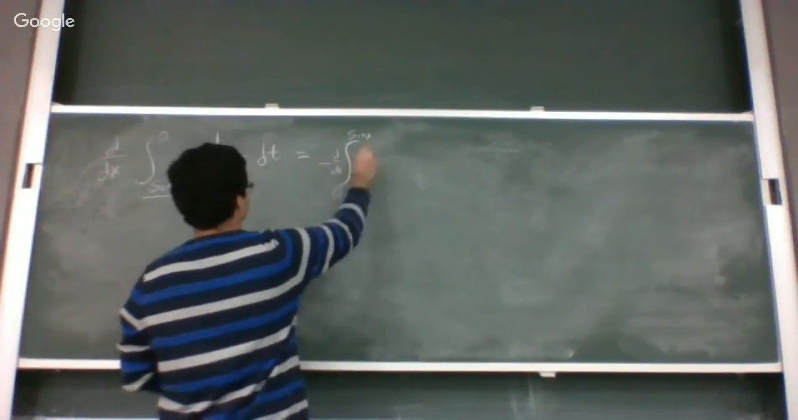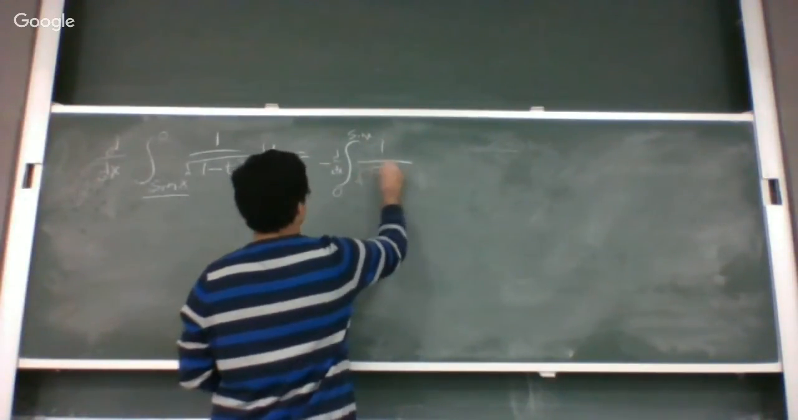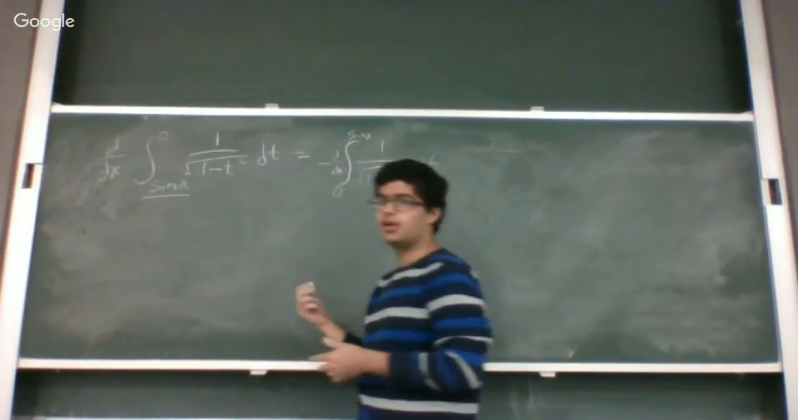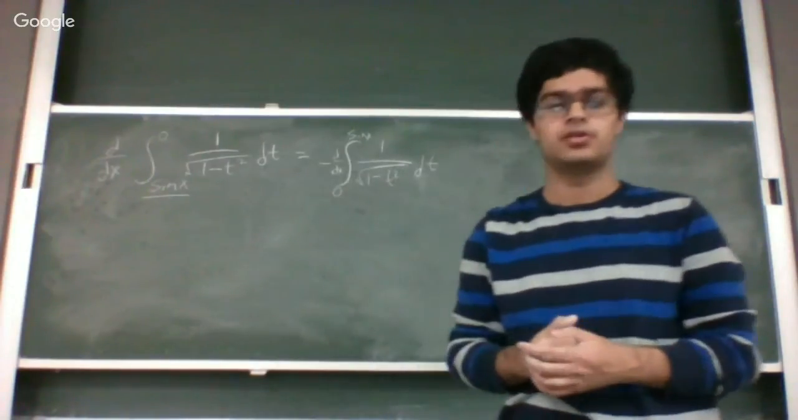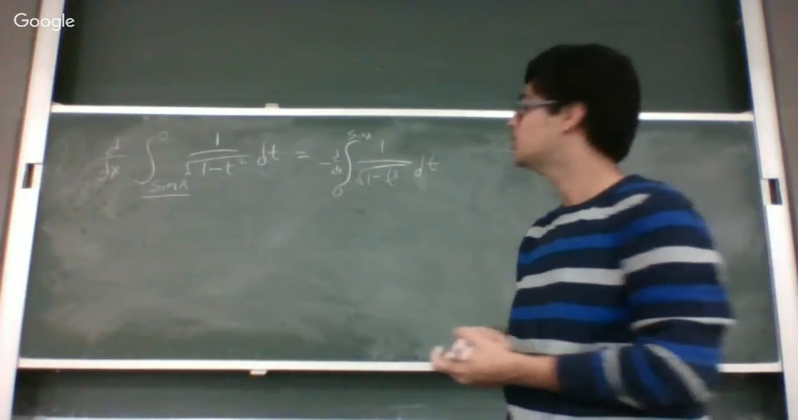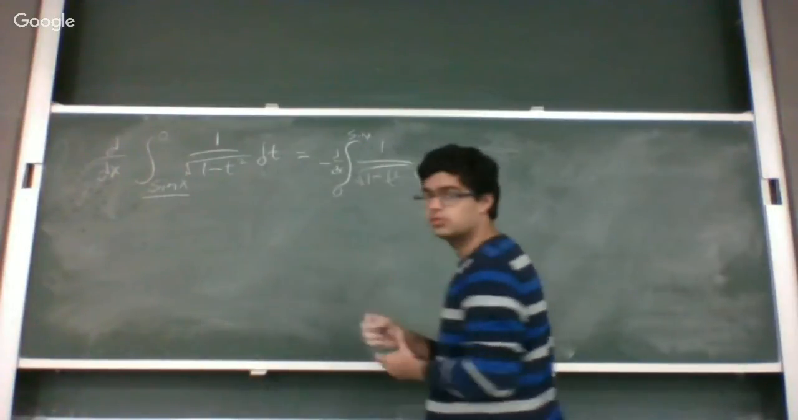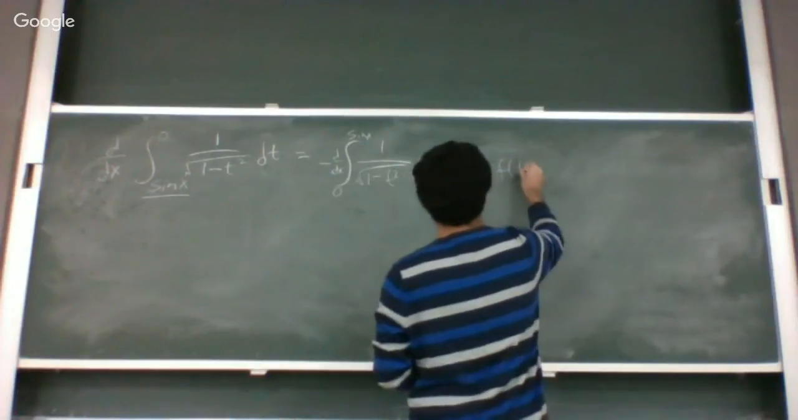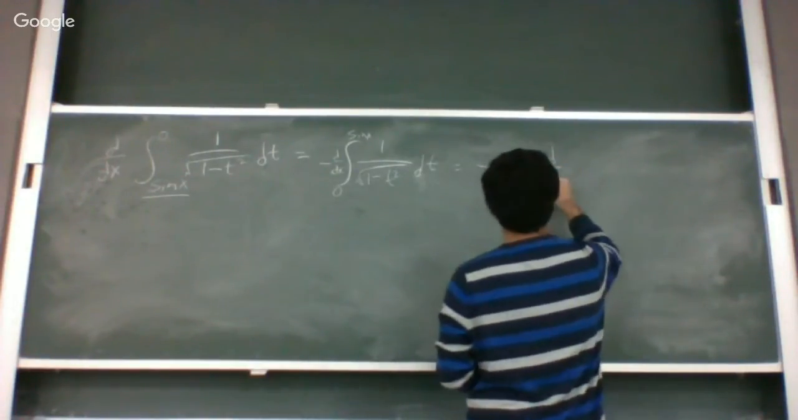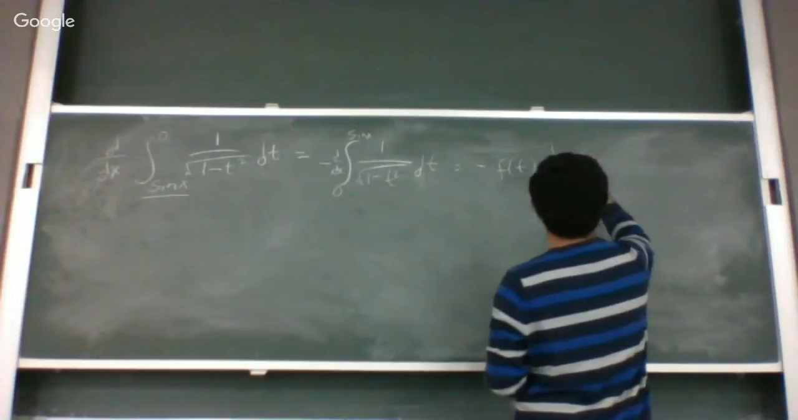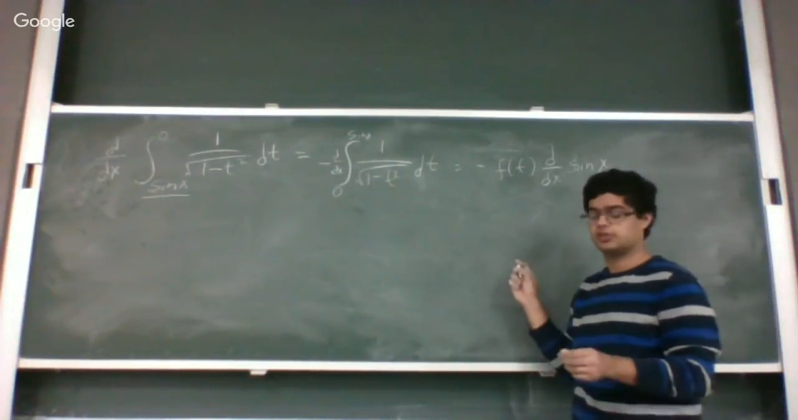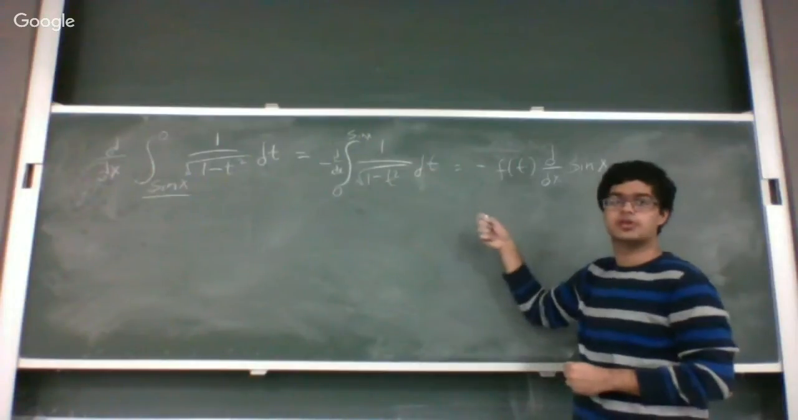On a test, this would be the optimum way to do it. So this is equal to what you guys learned: negative f of sine x times d/dx of sine of x. That's the process that you guys learned. Then you do the derivative of your limit.